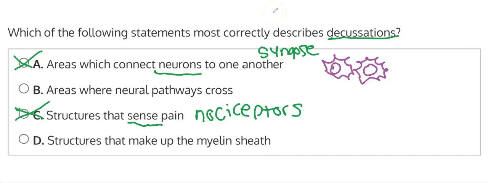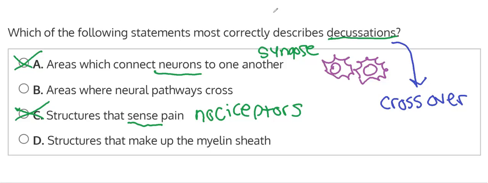Now we're down to option B, the areas where neural pathways cross, and option D, structures that make up the myelin sheath. So let's discuss what decussations are. A decussation is a point in the nervous system where nerve fibers cross from one side of the body to another. So they cross over from one side to the other, and this means that a signal that goes from one side of the brain will control the opposite side of the body.